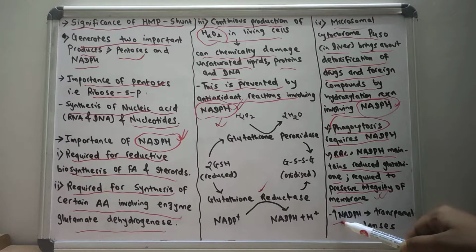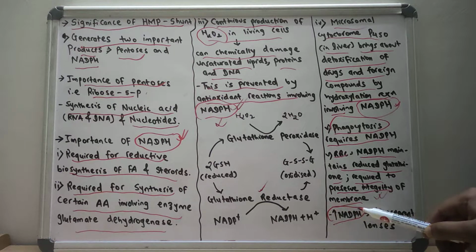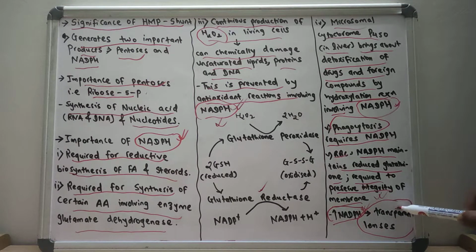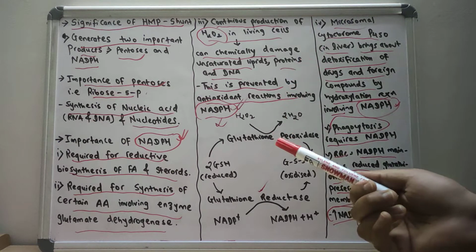A larger amount of NADPH is also required for the transparency of the lens. So if there is any problem in generating the NADPH, then the lenses would become opaque. So these are the various importances of the HMP shunt.